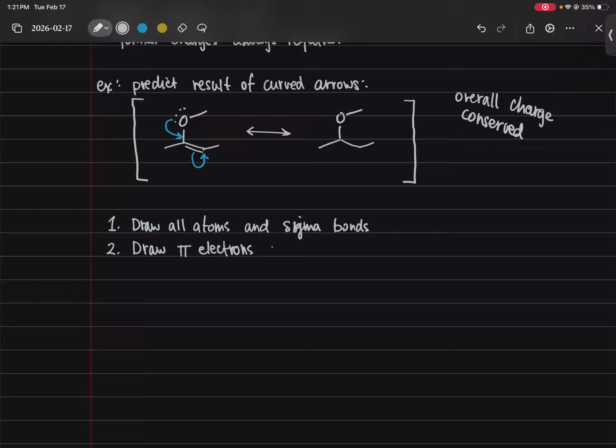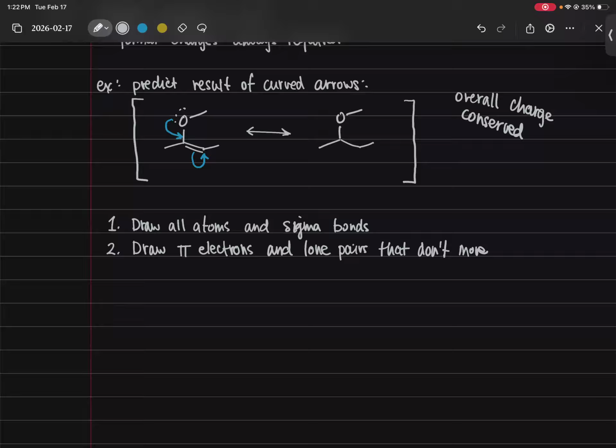Then we'll draw the pi electrons and lone pairs that don't move. So based on our curved arrows, what pi electrons or lone pairs do we have that aren't involved in arrow pushing? Well, the only one is the lone pair at the top on the oxygen atom.